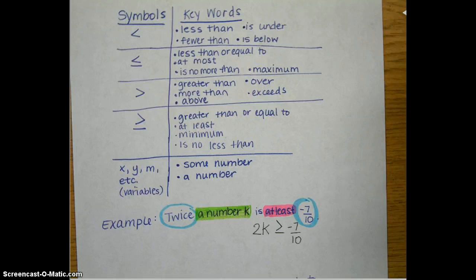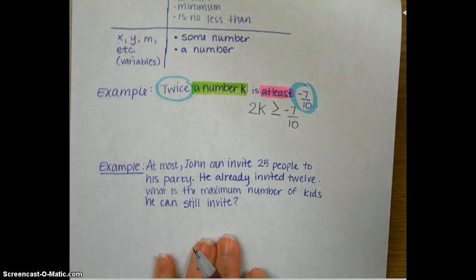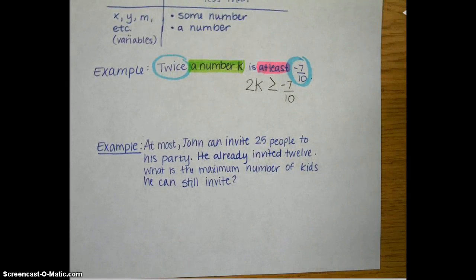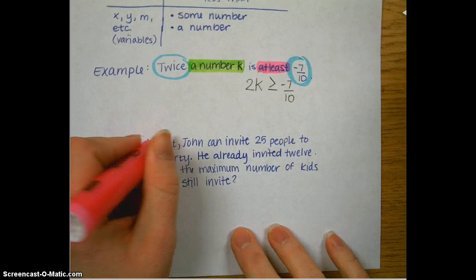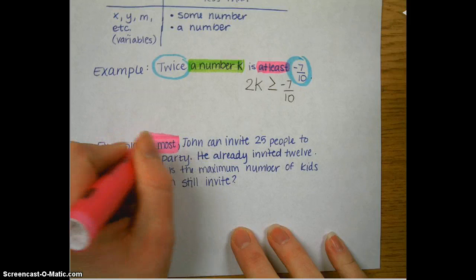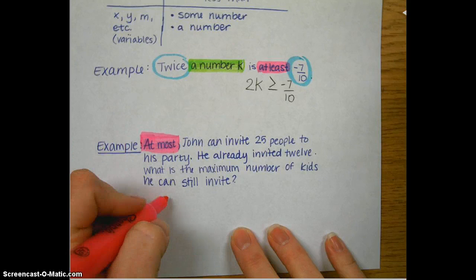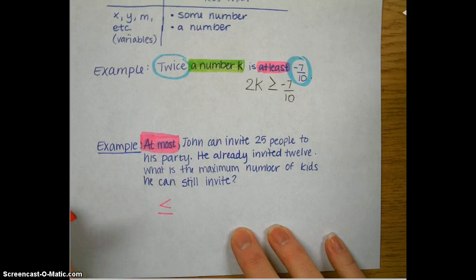Looking at example number 2. This is more of a real life scenario. At most, John can invite 25 people to his party. He already invited 12. What is the maximum number of kids he can still invite? If we're looking at this problem, we're going to go through and find keywords. I'm going to say at most. At most is going to tell me, if you look up at the chart, that I need a less than or equal to sign.